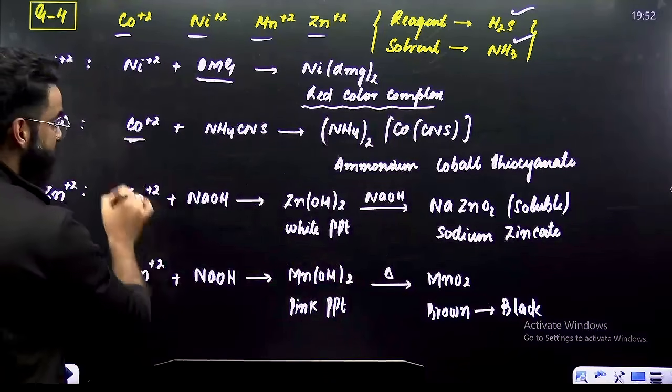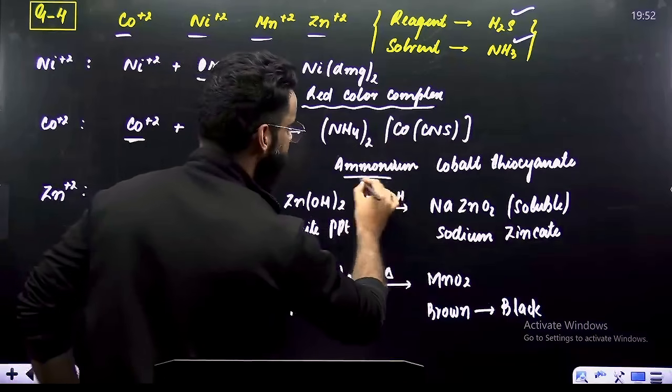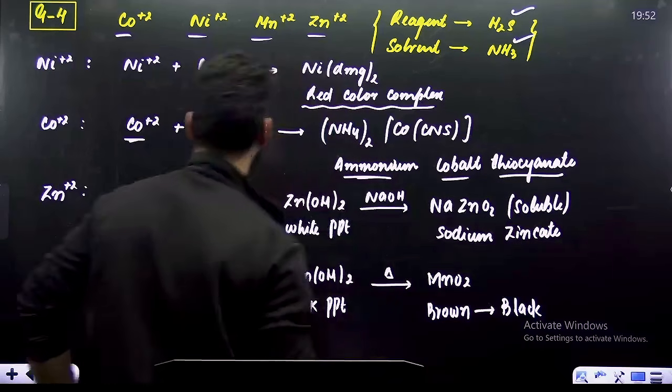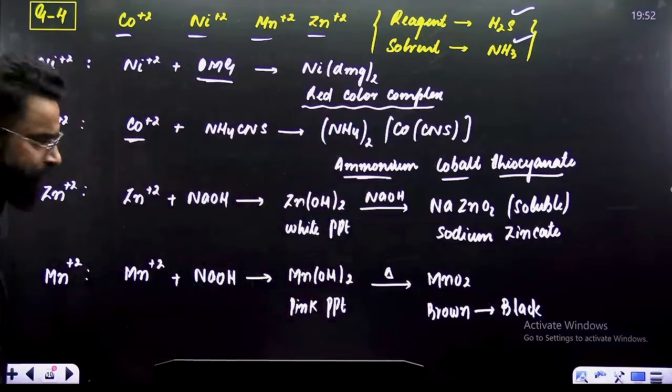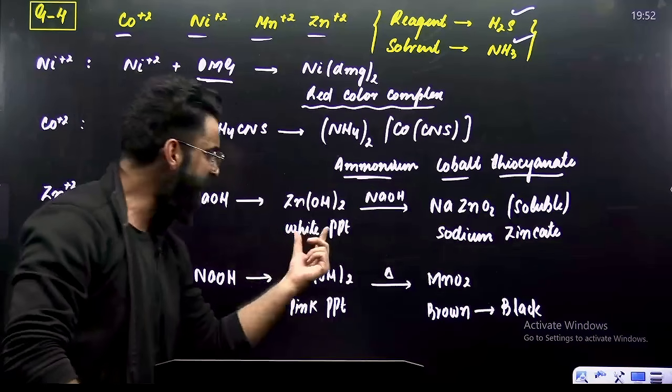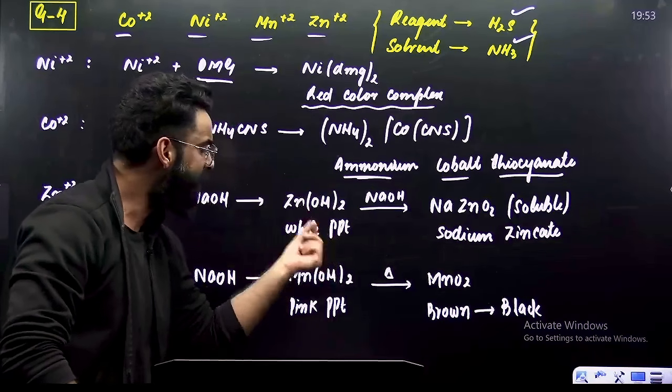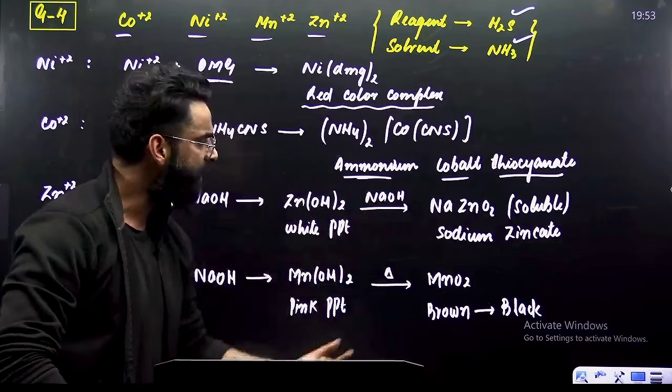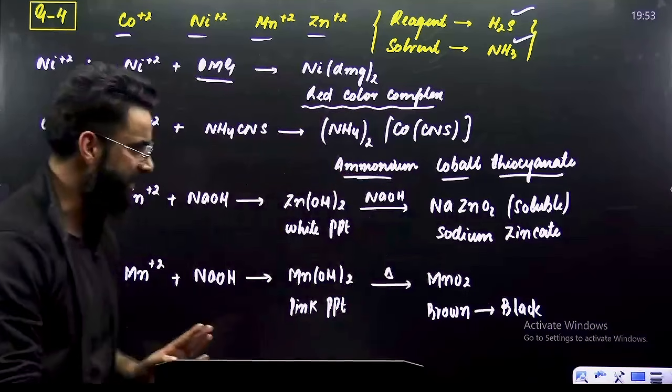Similarly, Co²⁺ is positive, right? Finally, it forms ammonium cobalt thiocyanate on reaction with NH4CNS. Okay. Zn²⁺ is positive: on reaction with NaOH, it forms a white precipitate, zinc hydroxide, and this zinc hydroxide again on reaction with NaOH forms sodium zincate basically here.